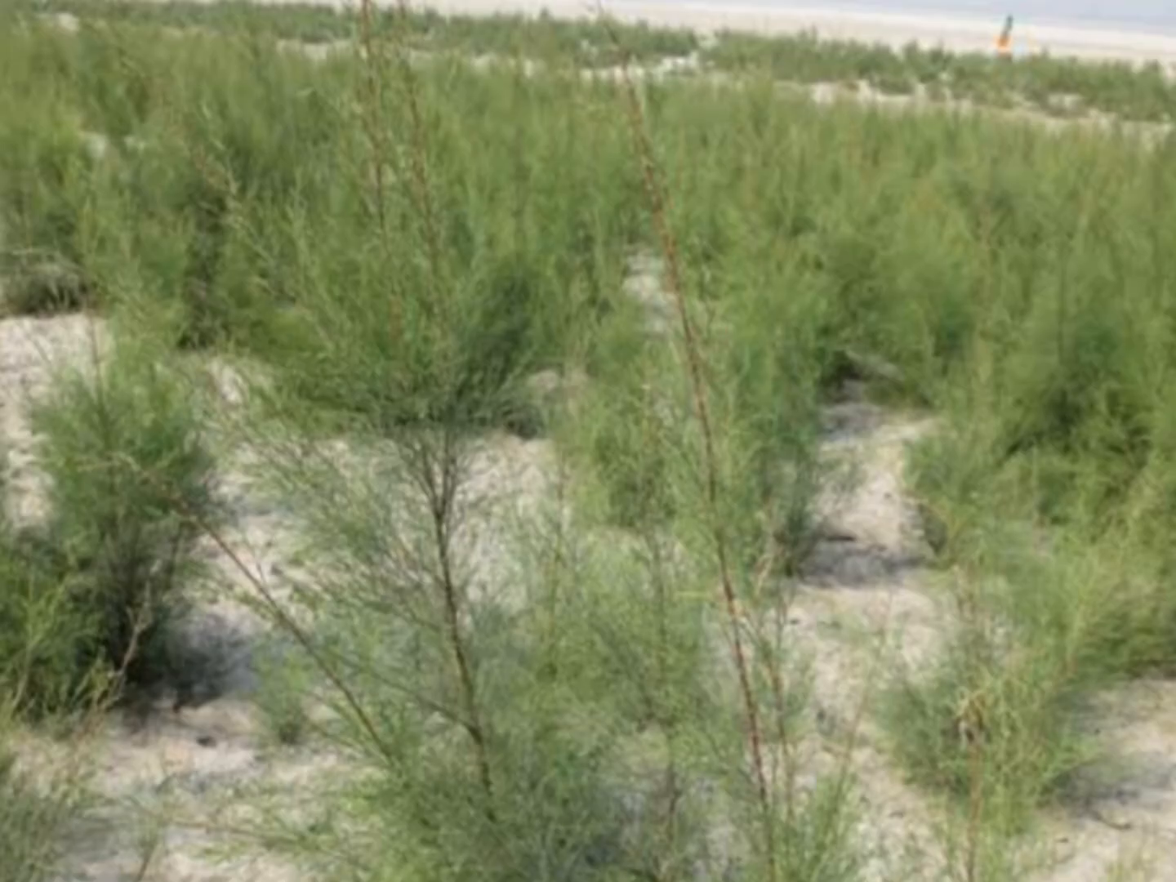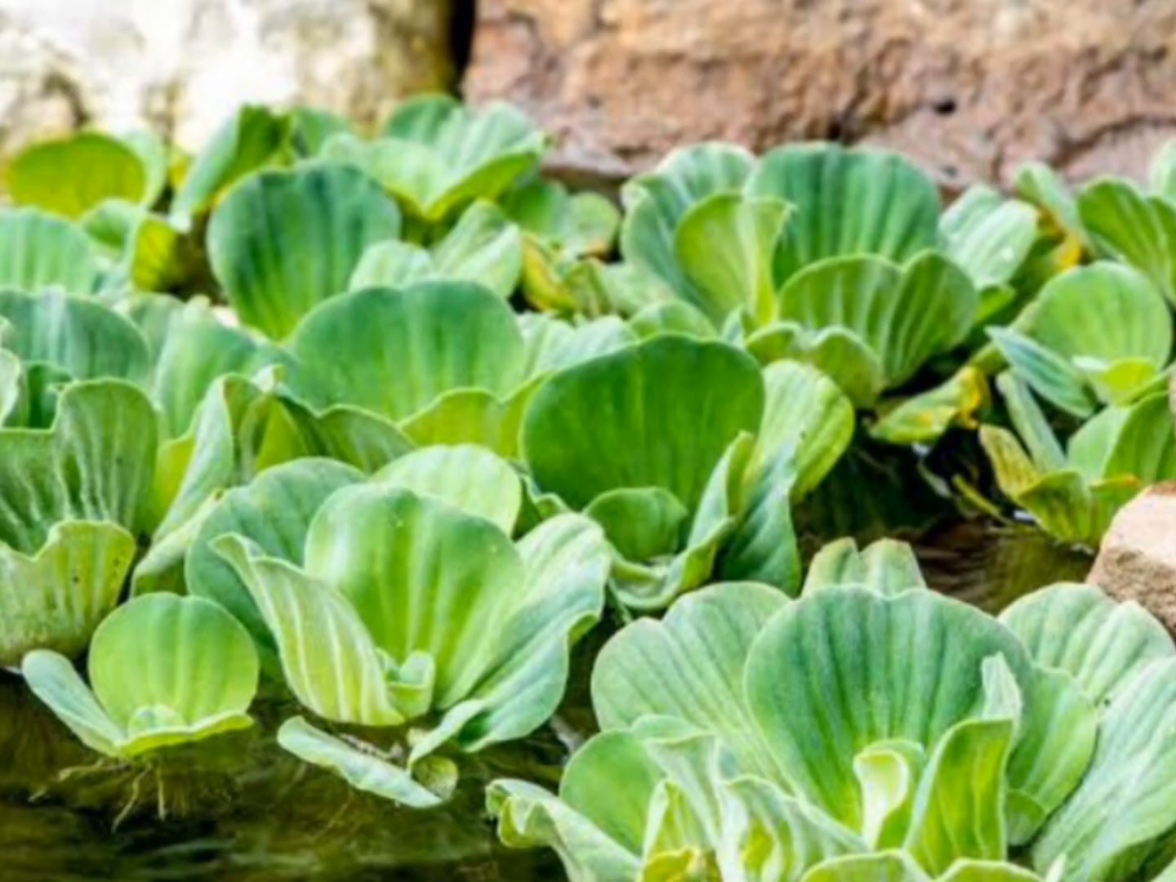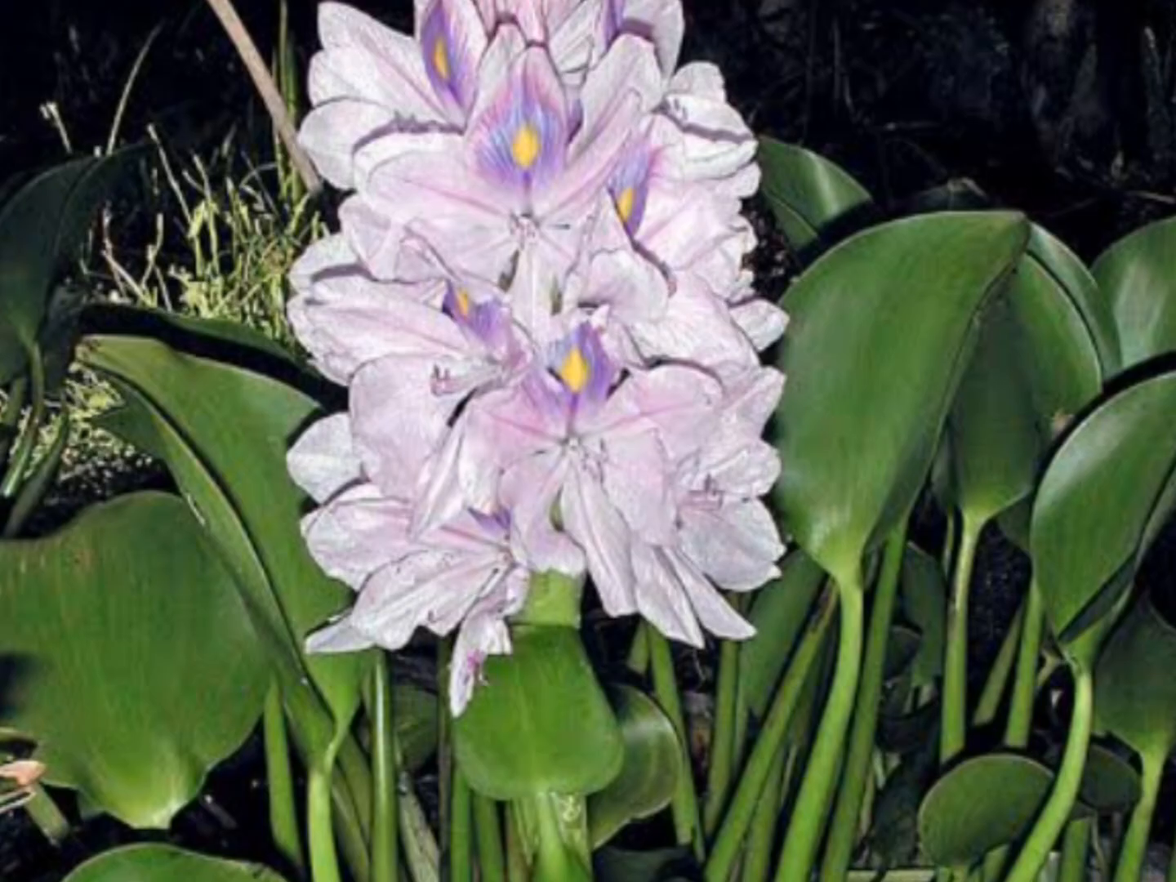So the vegetation, the successive plant communities on the river bank, are the annuals, mostly annuals, and sedges and reeds, and then in the later stages some perennials and broadleaf trees thrive or grow.